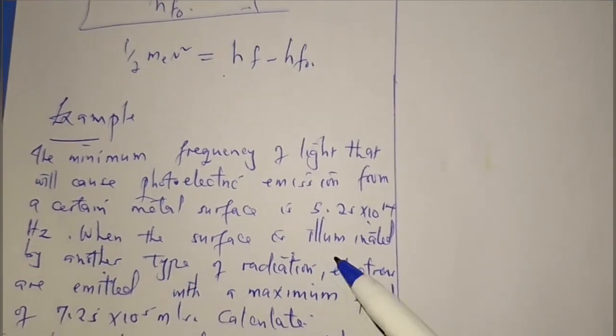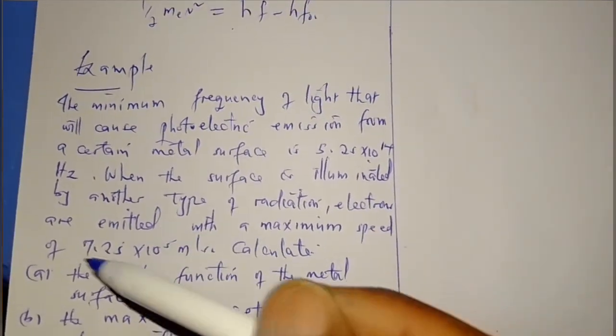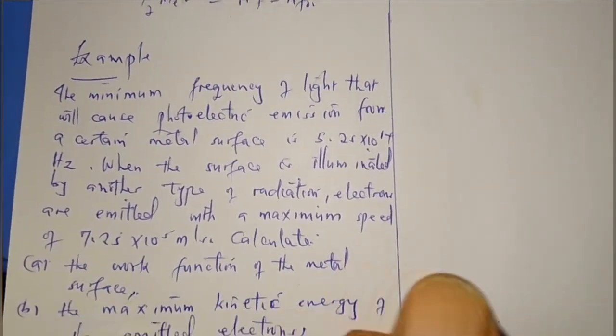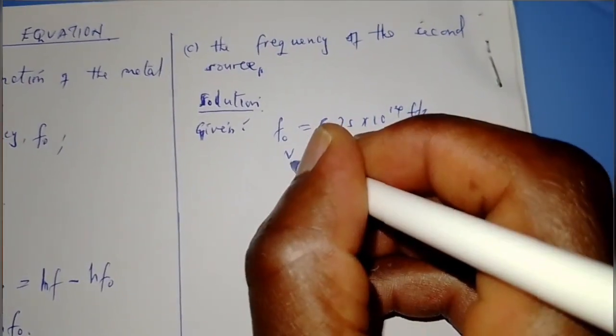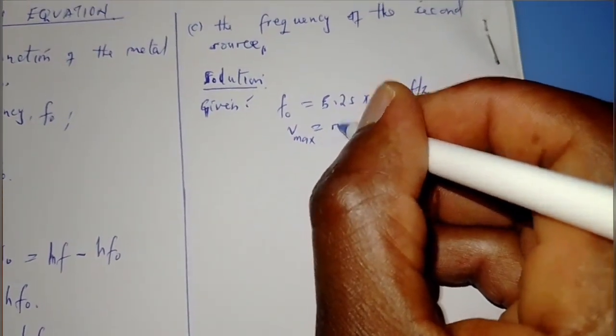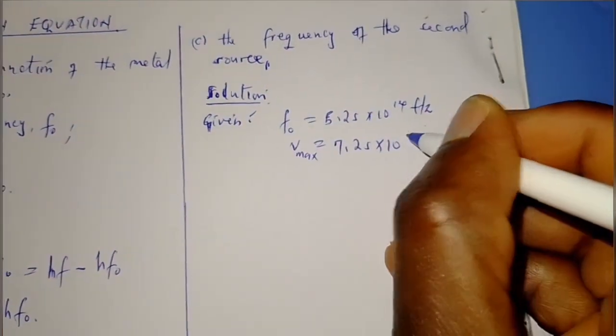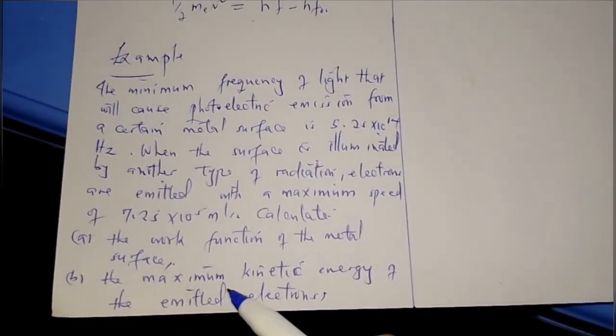Then when the surface is illuminated by another type of radiation, electrons are emitted with a maximum speed of 7.25 times 10 raised power 5. Maximum speed, that's V max of 7.25 times 10 raised power 5 meters per second. So you have been asked to calculate the work function of the metal surface.